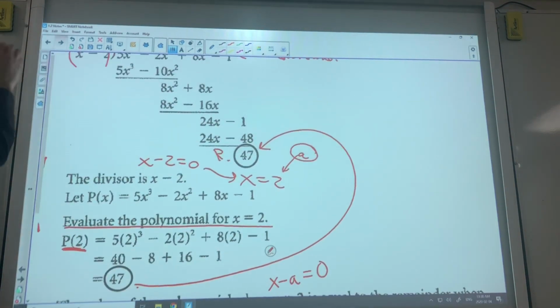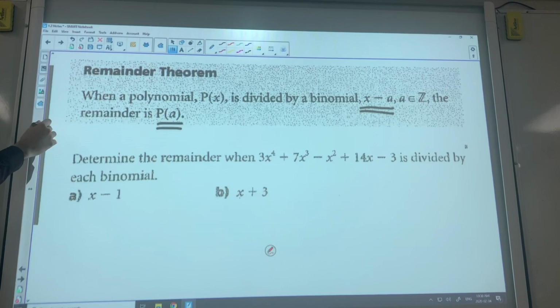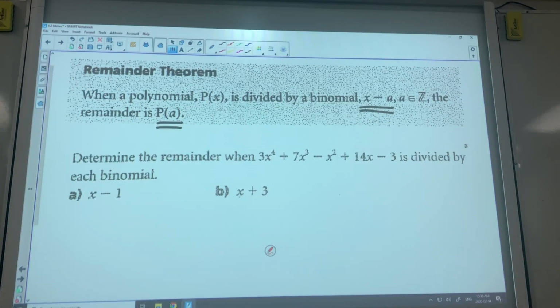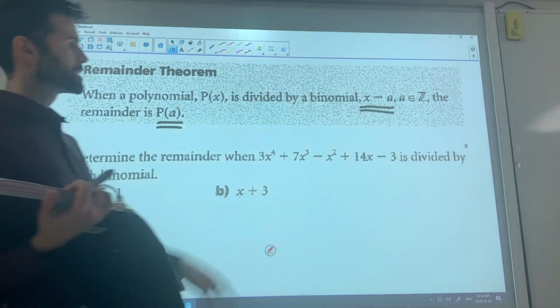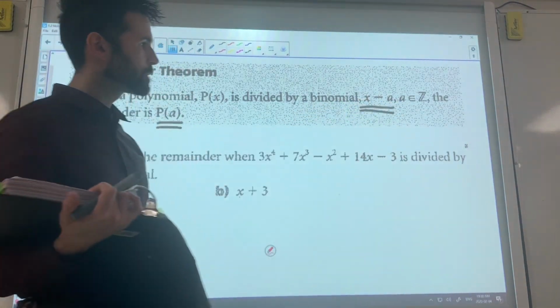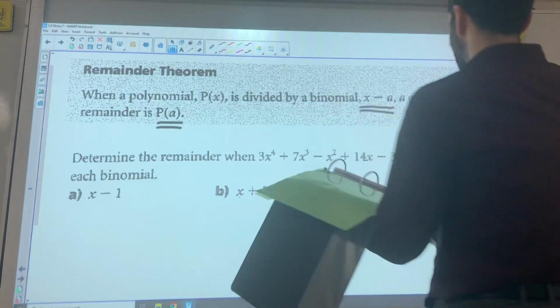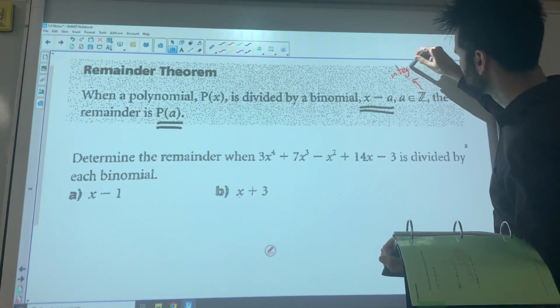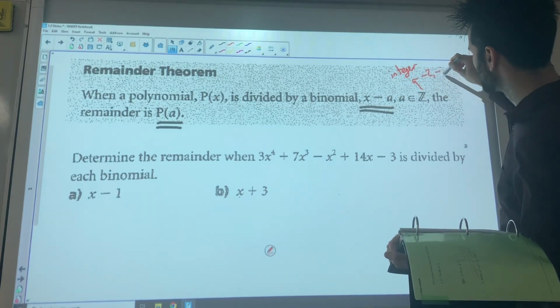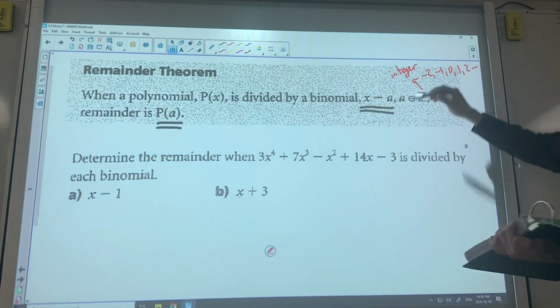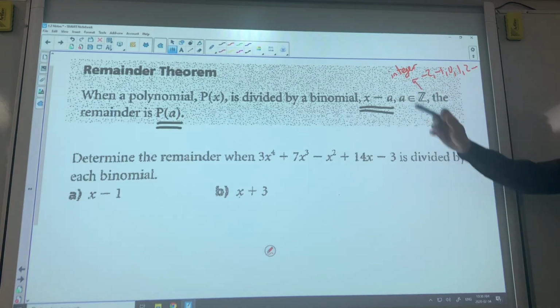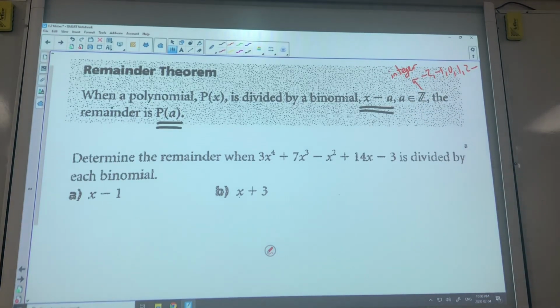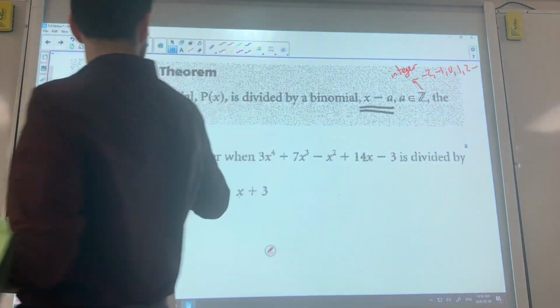All right, let's try some questions. So here's the remainder theorem again, just stated nice and clear. When a polynomial, we'll call it p of x, is divided by a binomial in the form of x minus a, and all this stuff here, a is an element of Z, just means that a needs to be an integer. Integers are like minus 2, minus 1, 0, 1, 2, okay? So it's just saying this has to be an integer. It can't be like a fraction or something like that. Okay? The remainder is p at a.